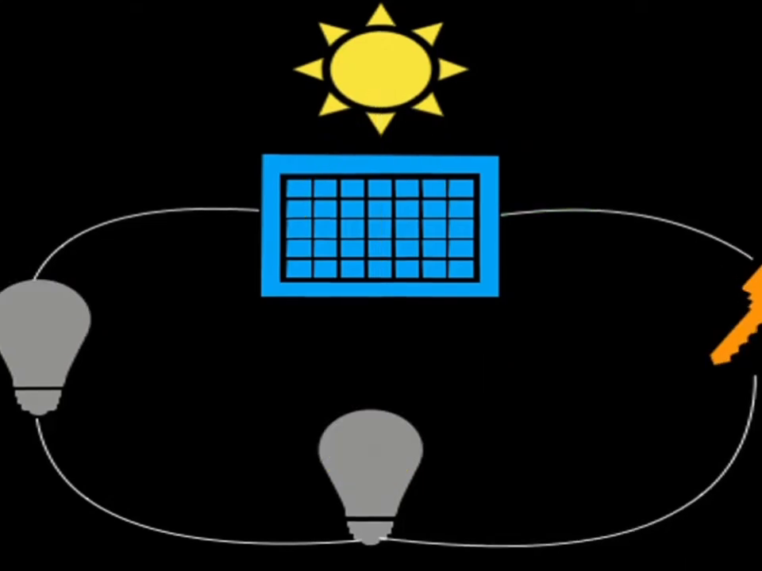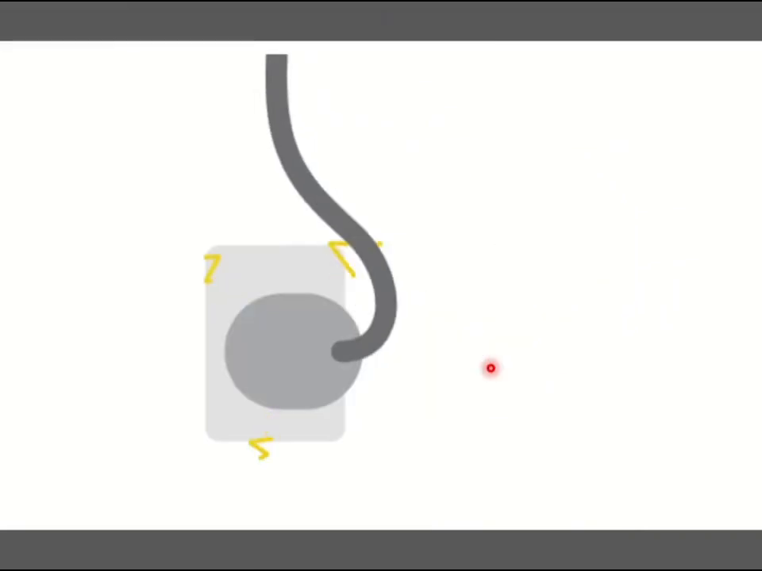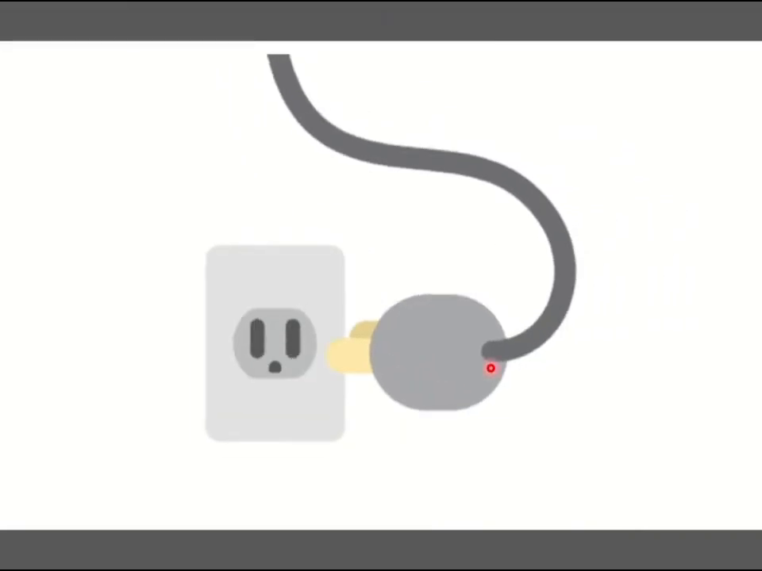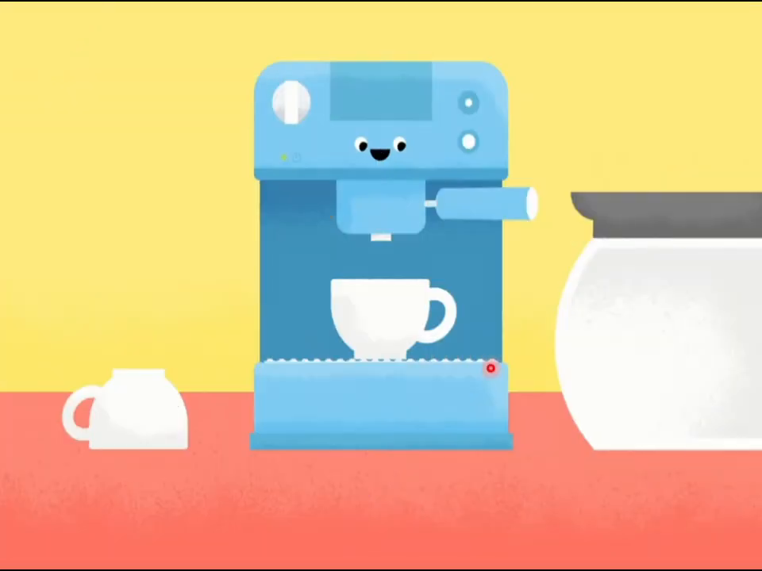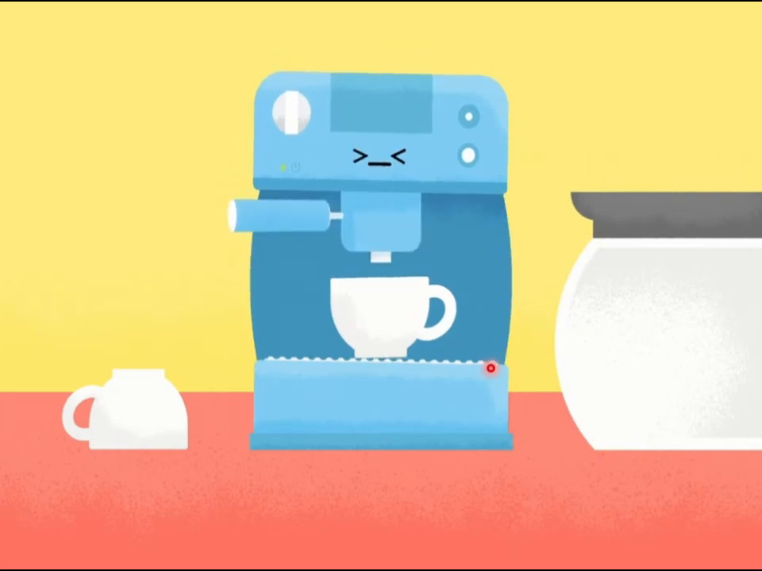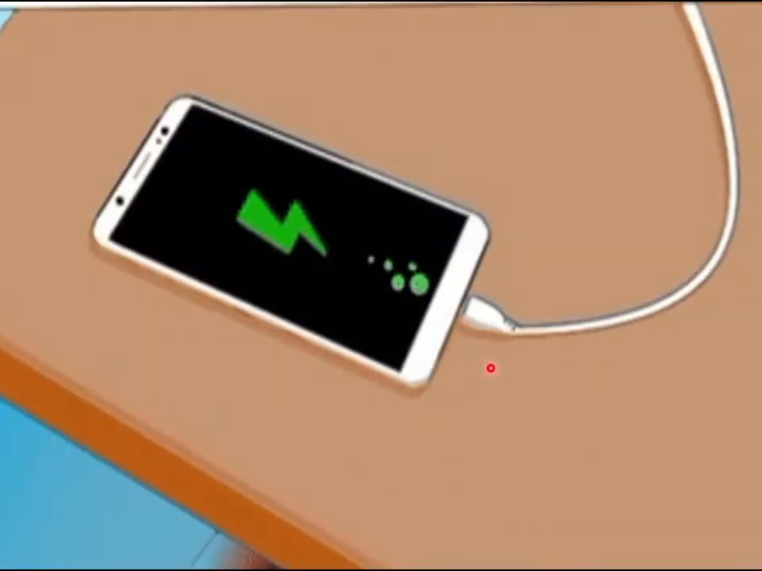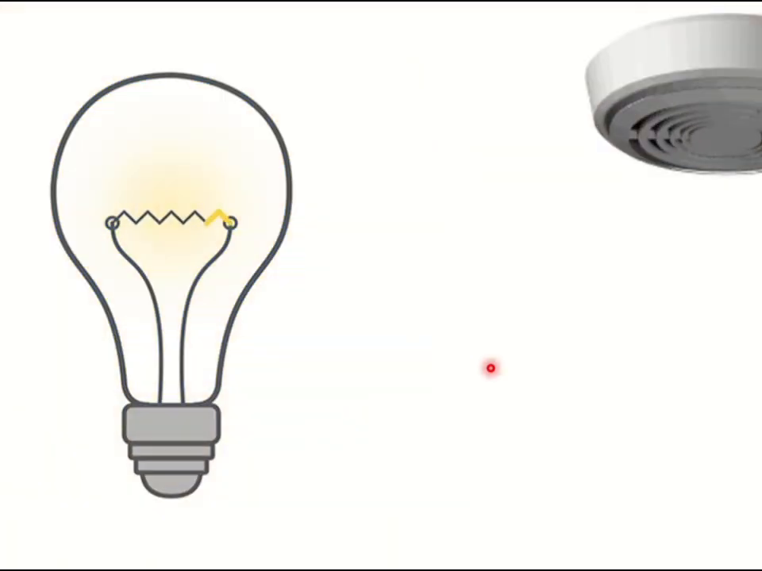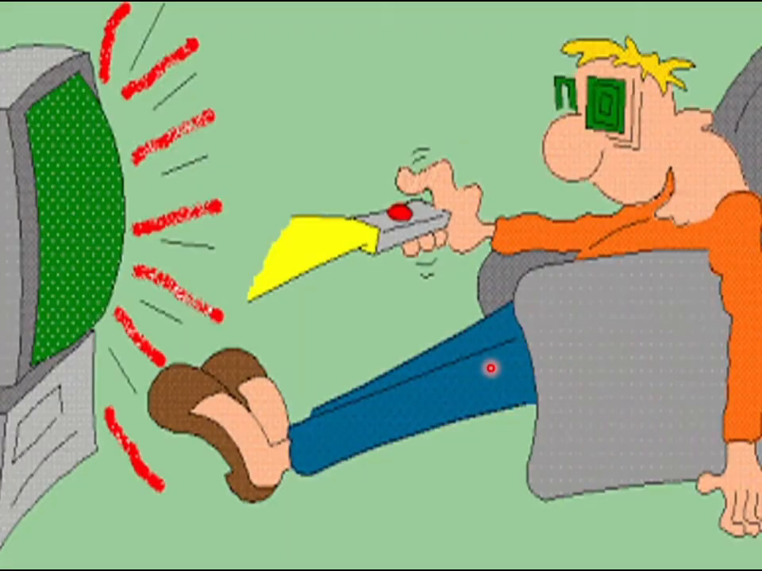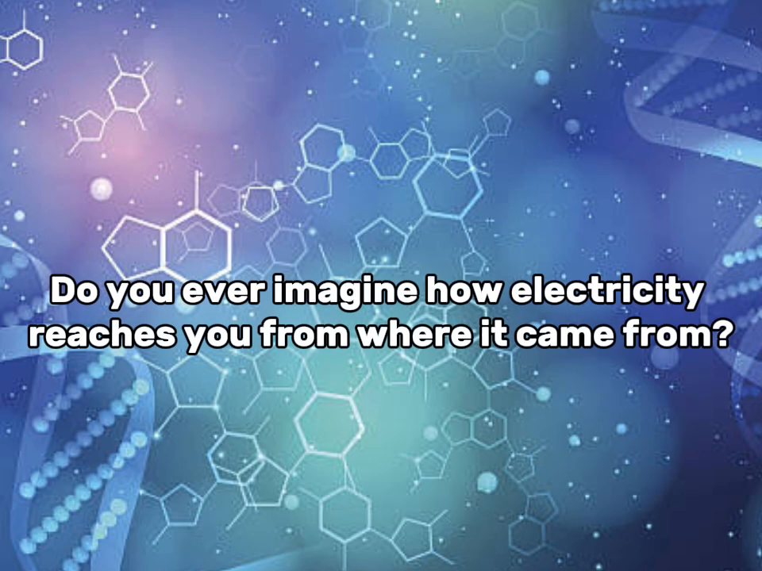Electrical energy is produced through various sources. Electricity is vital to mankind, especially in this modern age. It powers homes, schools, hospitals, industries, and technology. With electricity, people can work efficiently, connect instantly, and enjoy comfort and safety in daily lives. So, do you ever imagine how electricity reaches you from where it came from?